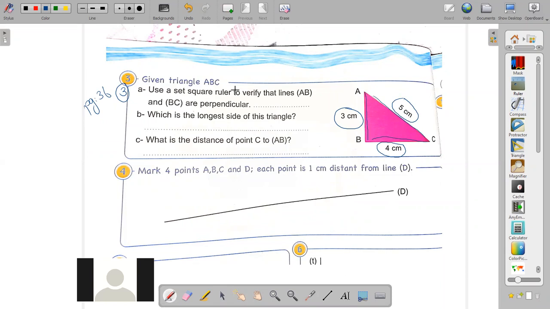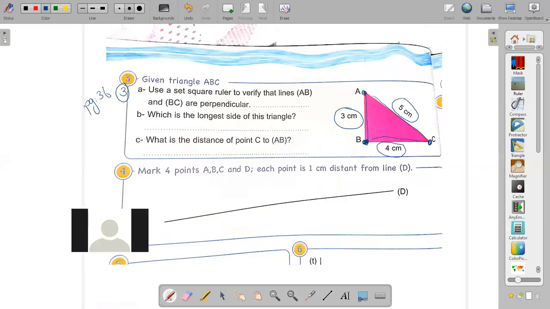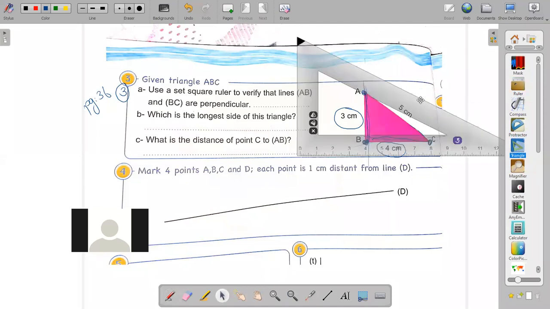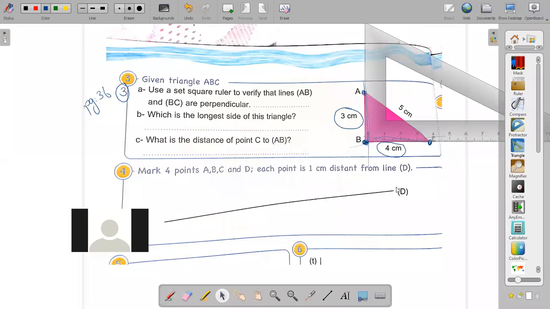Use a set square ruler to verify the lines AB. When I say AB, I mean from A till B, the whole line AB. Okay, teacher. BC, from where till where? From B to C. Okay, so we are talking about these two lines. This one is AB and this one is BC. Perpendicular or non-perpendicular? Bring the set square ruler, check. These two are perpendicular or non-perpendicular?